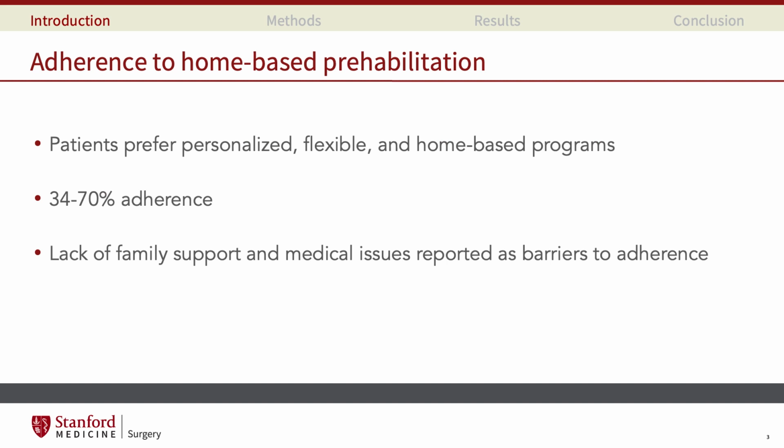So when it comes to surgical prehabilitation, studies have shown that patients often prefer personalized, flexible, and home-based programs. However, adherence in unsupervised settings is often not very high. Lack of family support and medical issues have been reported as important barriers to adherence. But in order to develop a patient-centered prehabilitation program, we need to have a more comprehensive understanding of their barriers and facilitators.